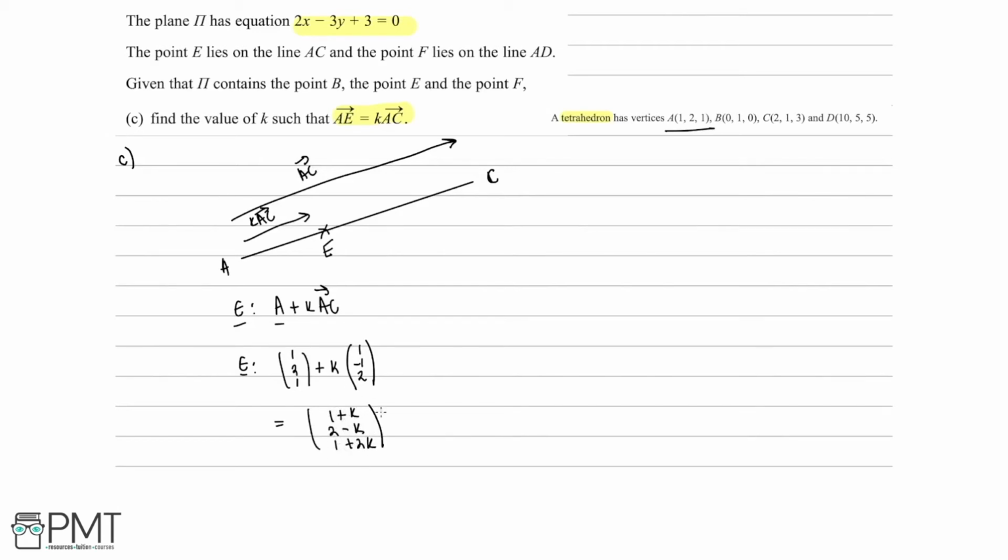Now, because this point actually lies on our plane pi, as given by this line over here, our plane pi contains the point B, the point E, and the point F, and this is our point E, we can substitute our point E into our equation for our plane in order to find out the value of K. So we will have 2 multiplied by our x-coordinate, 1 plus K, minus 3 multiplied by our y-coordinate, 2 minus K, plus 3 is equal to 0.